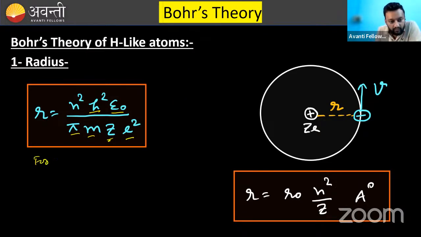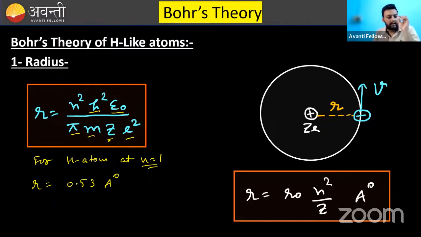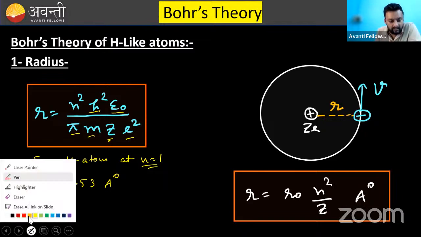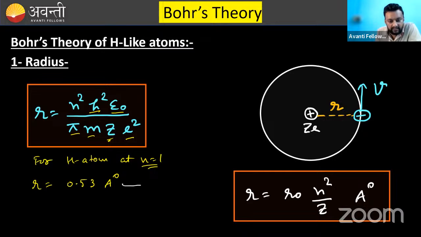And for hydrogen atom, at n equals to 1, this R comes out to be 0.53 angstrom. This is the actual value, 0.53 angstrom. That means hydrogen atom has first orbit of radius 0.53 angstrom, which is very small. And everyone knows that this radius is called as Bohr radius.